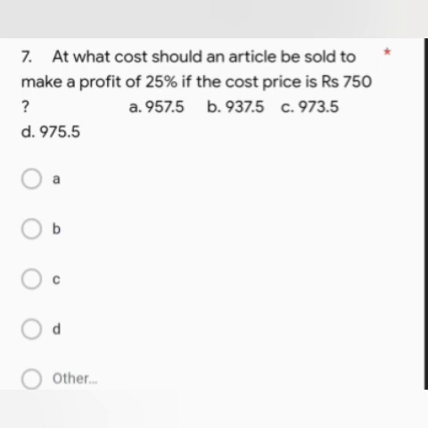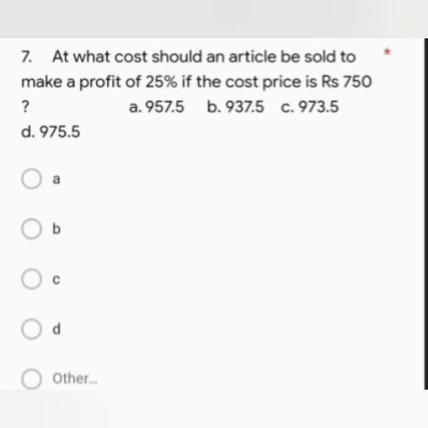At what cost should an article be sold to make a profit of 25% if the CP is rupees 750? Look here, children, you have to pay attention. Actually, what is given here? CP is 750 and gain is 25%. So see, how do you find gain? First find out gain, then it will be very easy for you to find the SP.